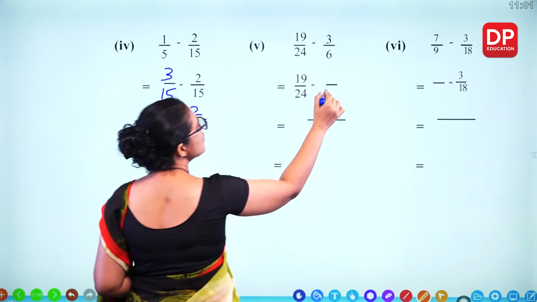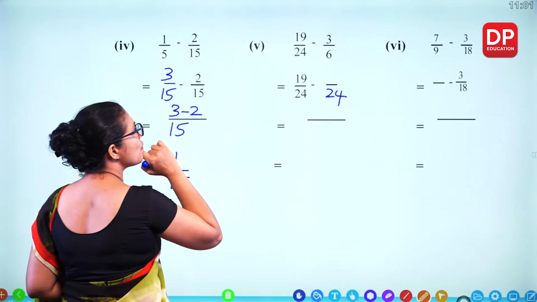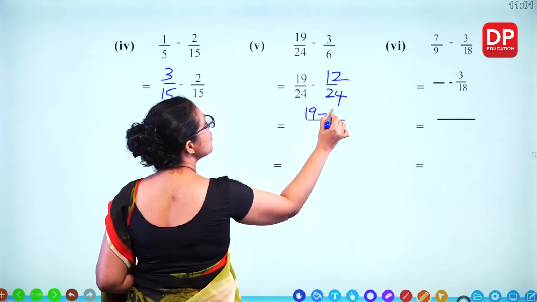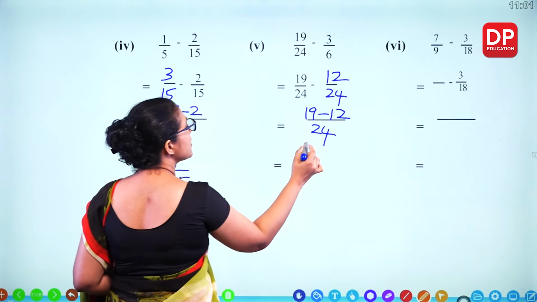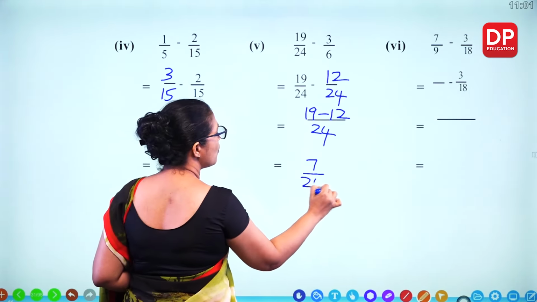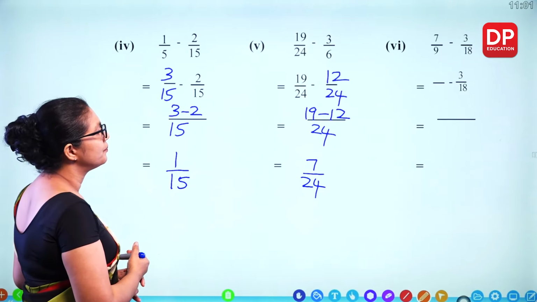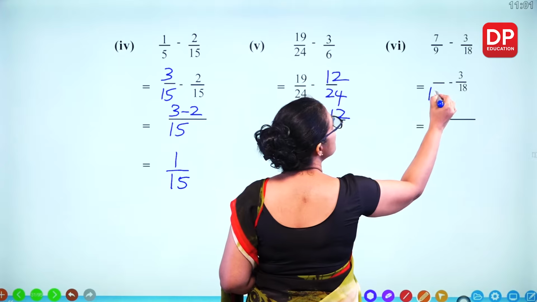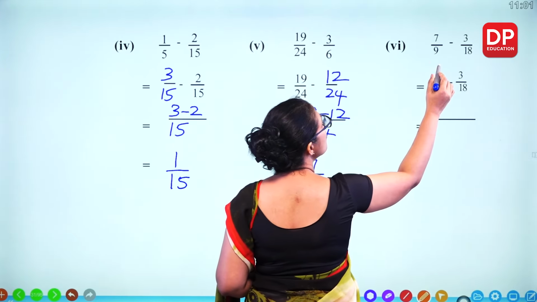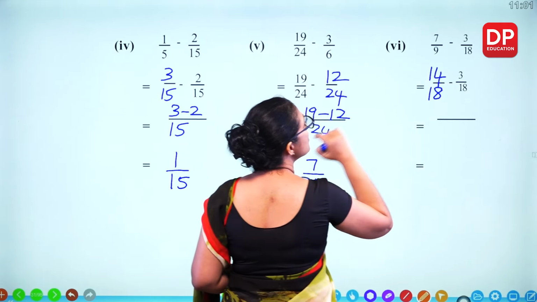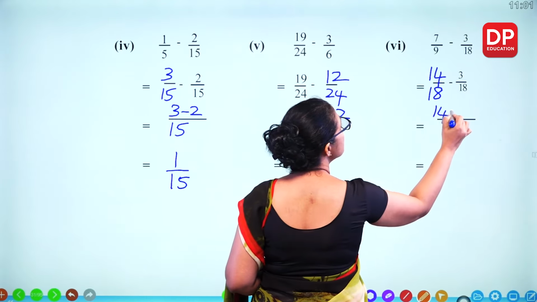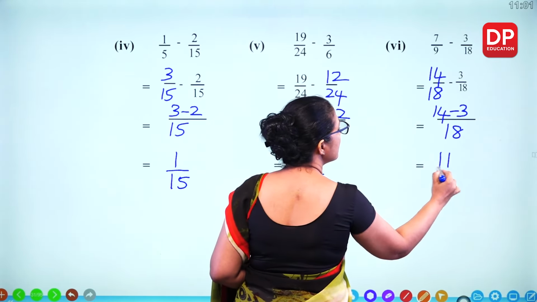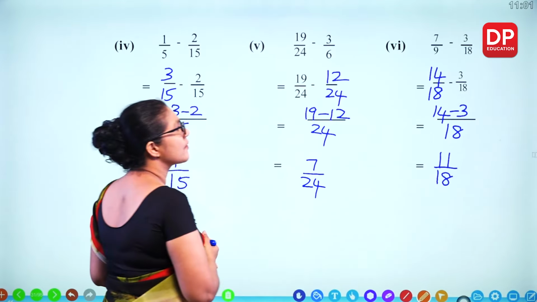24, 6. So you can convert this to 24. 4 times 6. 4 times 3, 12. Subtract the numerators. You get 7 over 24. 9 and 18. You can convert this to 18. So multiply by 2. 2 times 7, 14. So 14 minus 3 over 18. So what's that? 11 over 18.